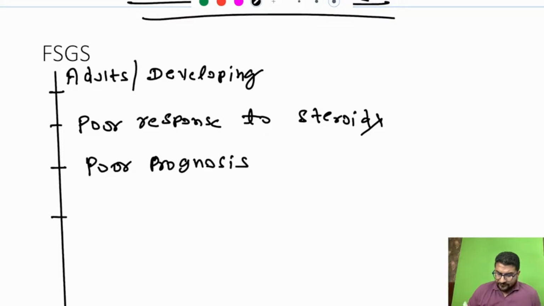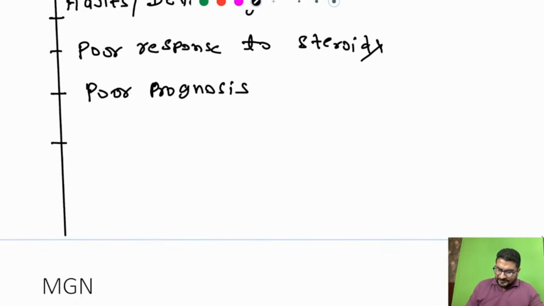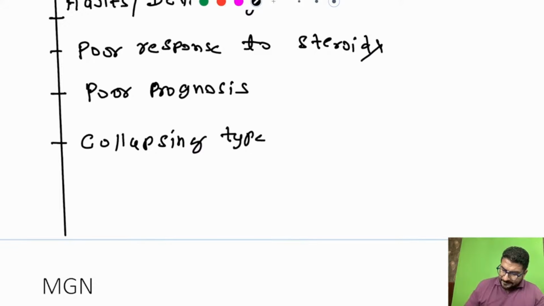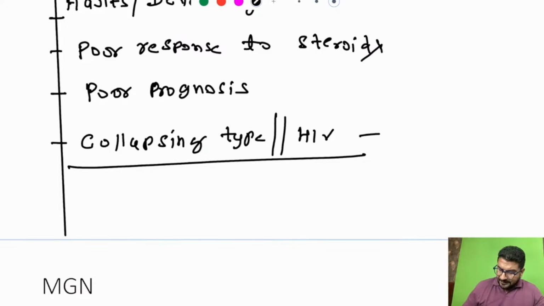Now understand, we have different types. इसके कई सारे types होते हैं, like nose tip type, perihilar type. But the type which is important is collapsing type. This is most dangerous type. This collapsing type is seen in HIV. HIV patient, and what we call this now? We call this HIVAN. HIVAN means HIV associated.